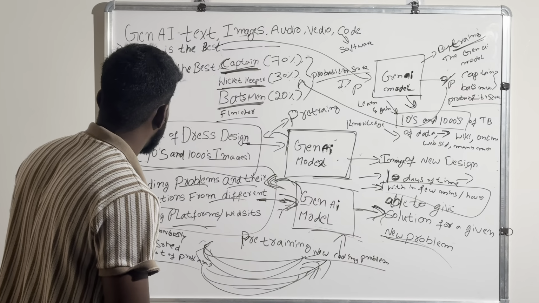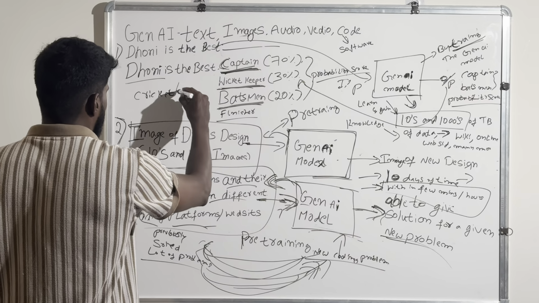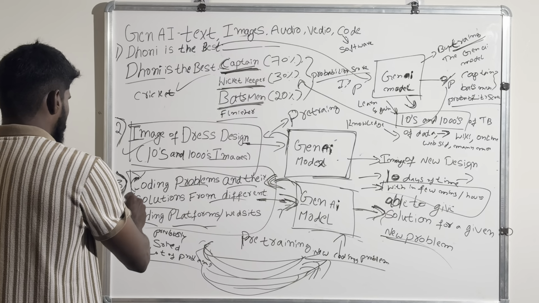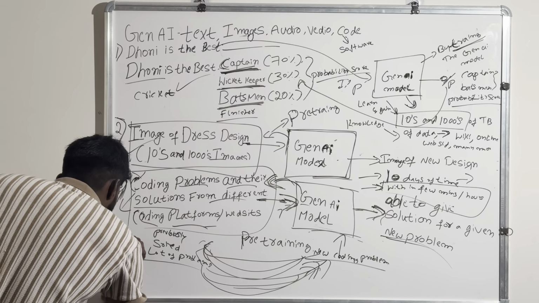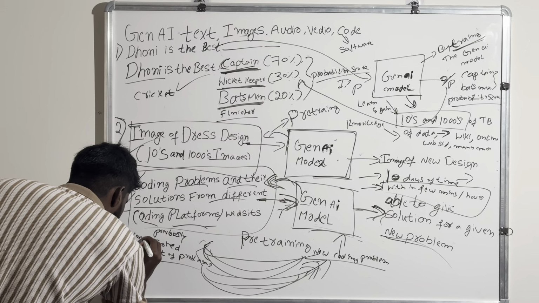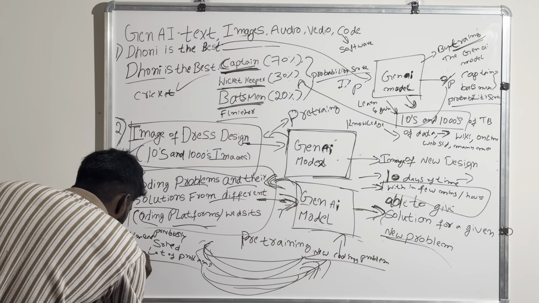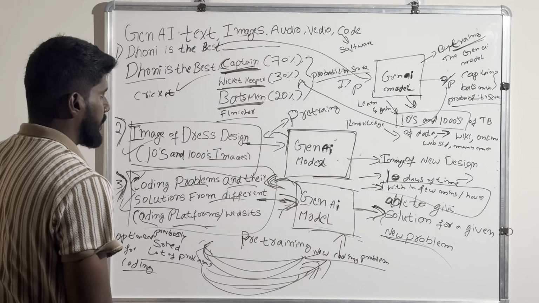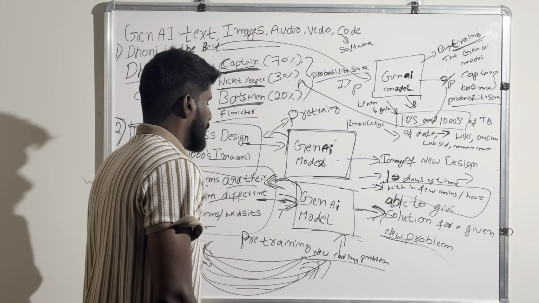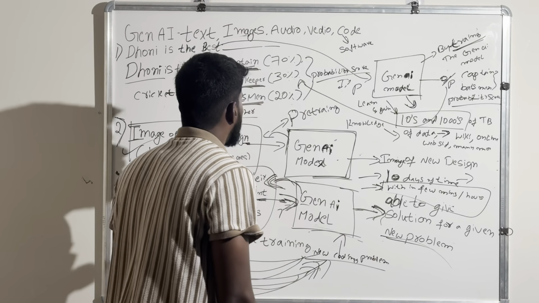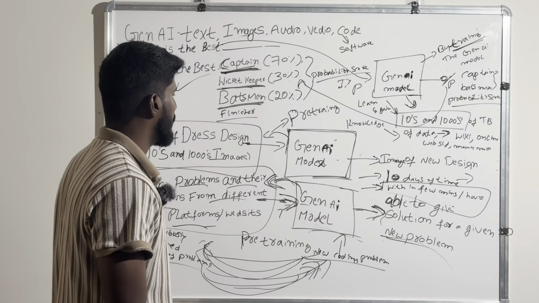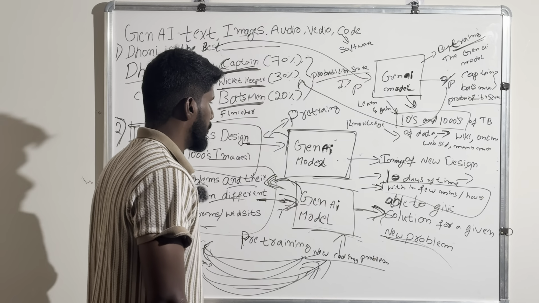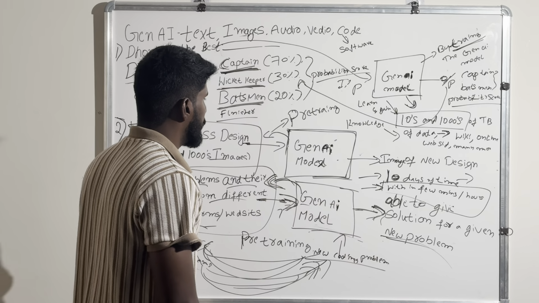Got it, right? These three examples: one is text related, one is image related, and this one is also text related, but more optimized for coding. Correct, right? Now you have some idea about what Gen AI is. Gen AI is nothing but a Gen AI model which generates new content for us.